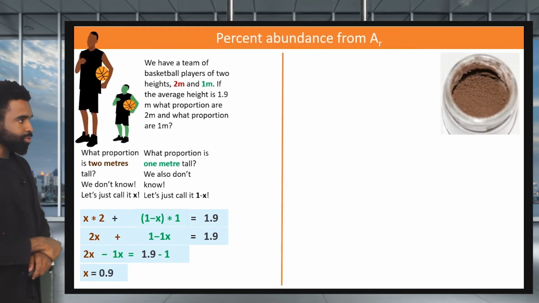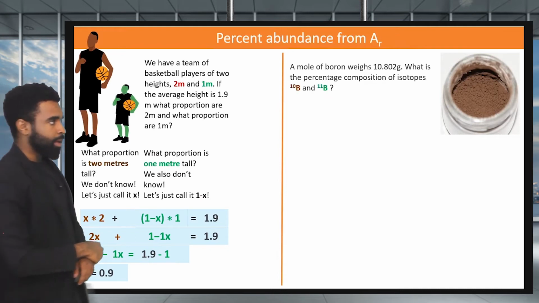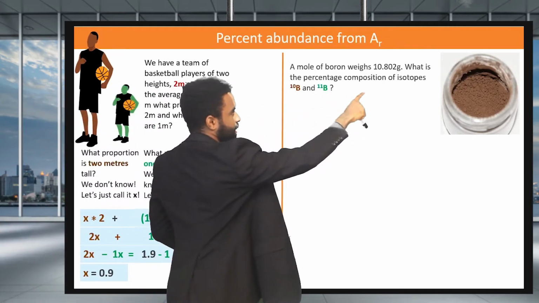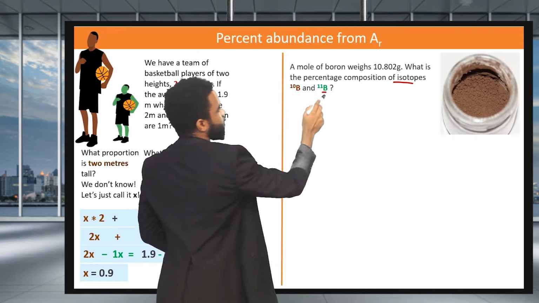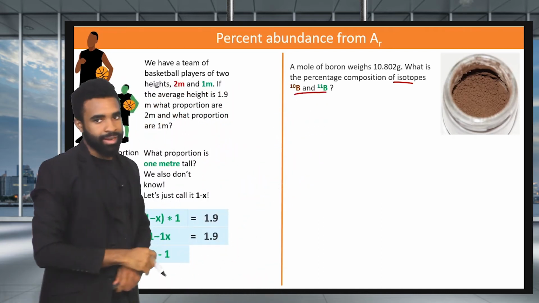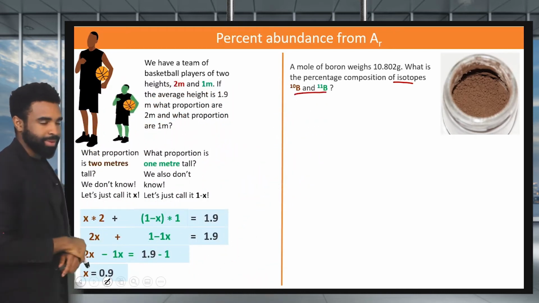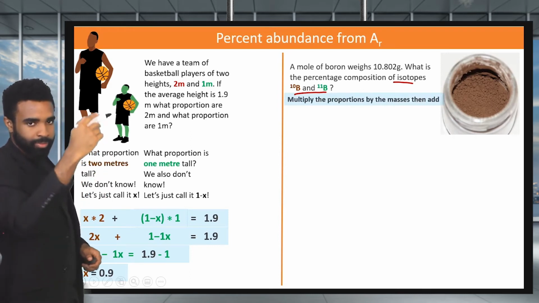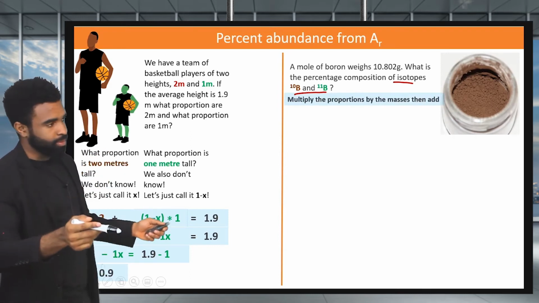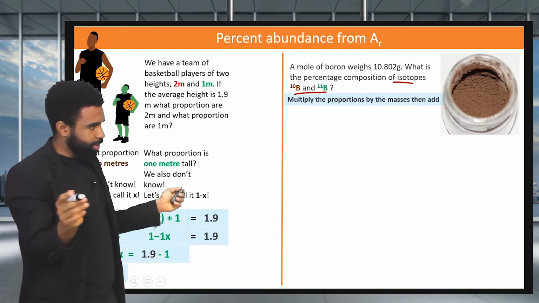Let's go back to boron. A mole of boron weighs 10.802 grams. What is the percentage composition of the isotopes boron 10 and boron 11? We're going to do exactly what we did with the basketball players. So we're going to multiply the proportions by the masses and then add. But we don't know the proportions. That's okay, we're going to find them.